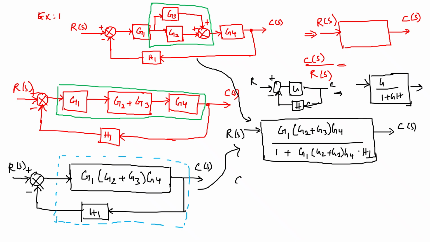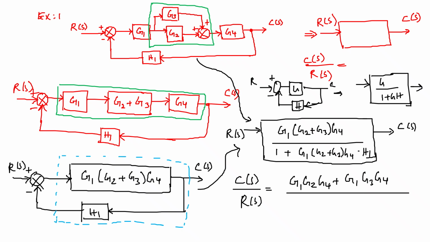So I can write the transfer function straight away. C(s) by R(s) is equal to G1 G2 G4 plus G1 G3 G4, divided by 1 plus G1 G2 G4 H1 plus G1 G3 G4 H1.